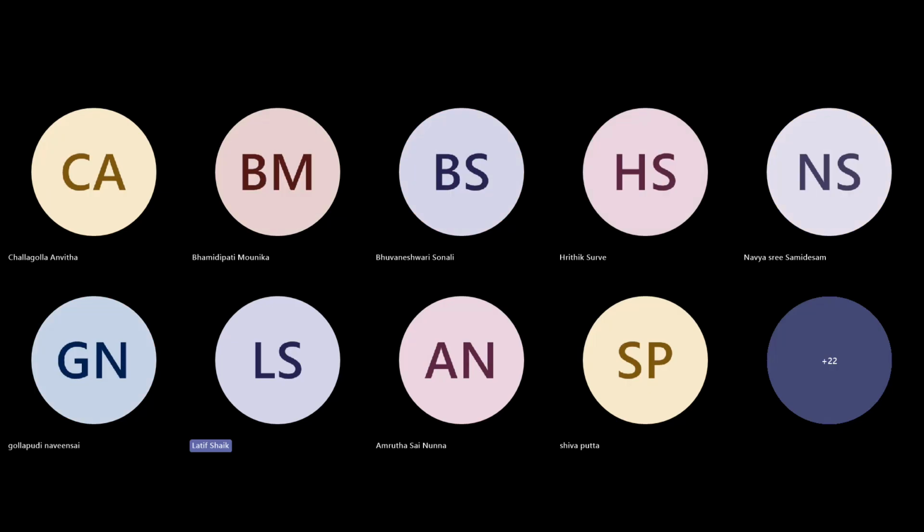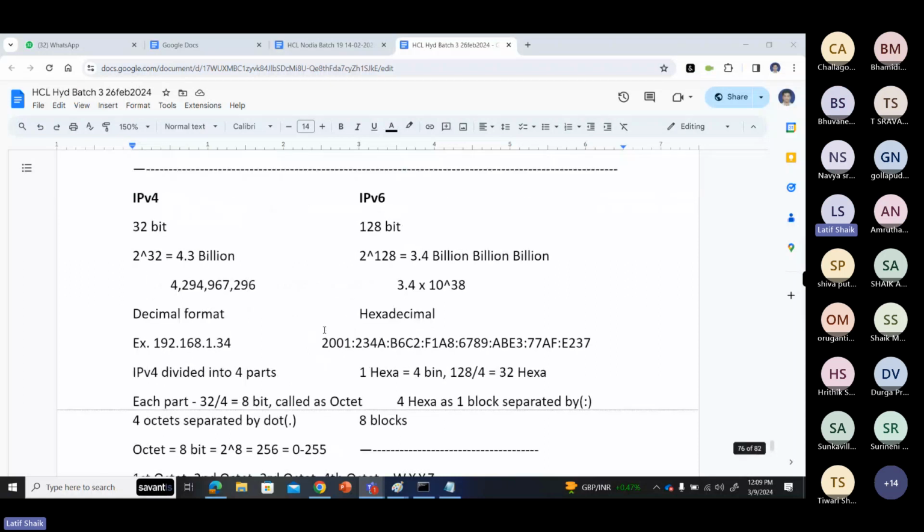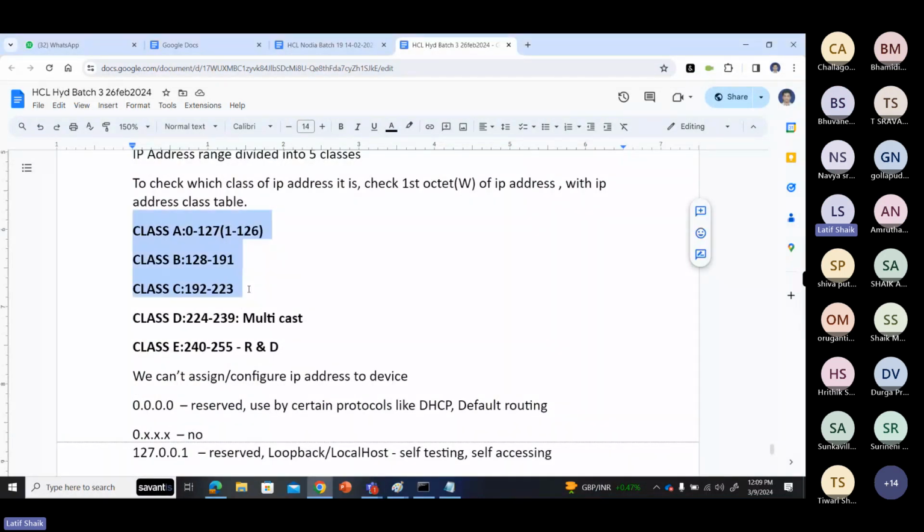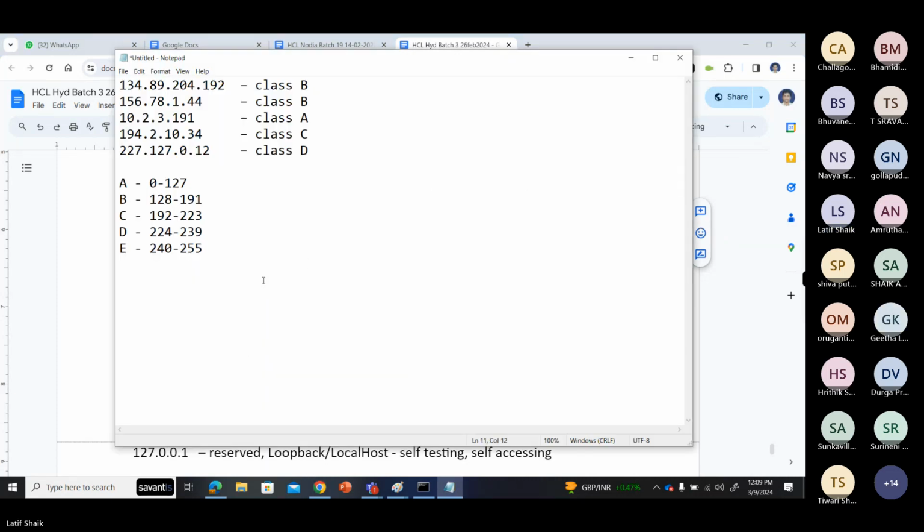We discussed IPv4 and IPv4 classes, and within that, class A, class B, class C, class D, and class E. And I already told you that we use only three classes here. Why? Because of unicast. We can assign them to any device, either manually or through DHCP. We use only these three classes.